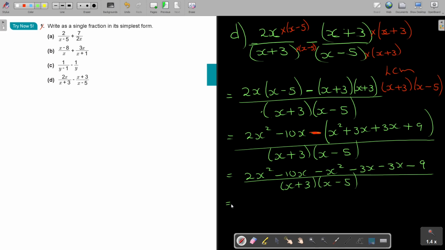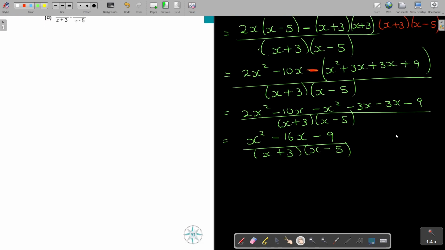So this is going to be 2x minus x. So 2x squared minus x squared is 1x squared. Okay. And this is 10 minus 3 minus 3, so it's negative 16x. And this is negative 9. You can check if it factorizes, but my personal opinion, it will be more obvious that you can see it can factorize. Okay, but you can quickly check. Okay, but it cannot factorize, so this is going to be your final answer.